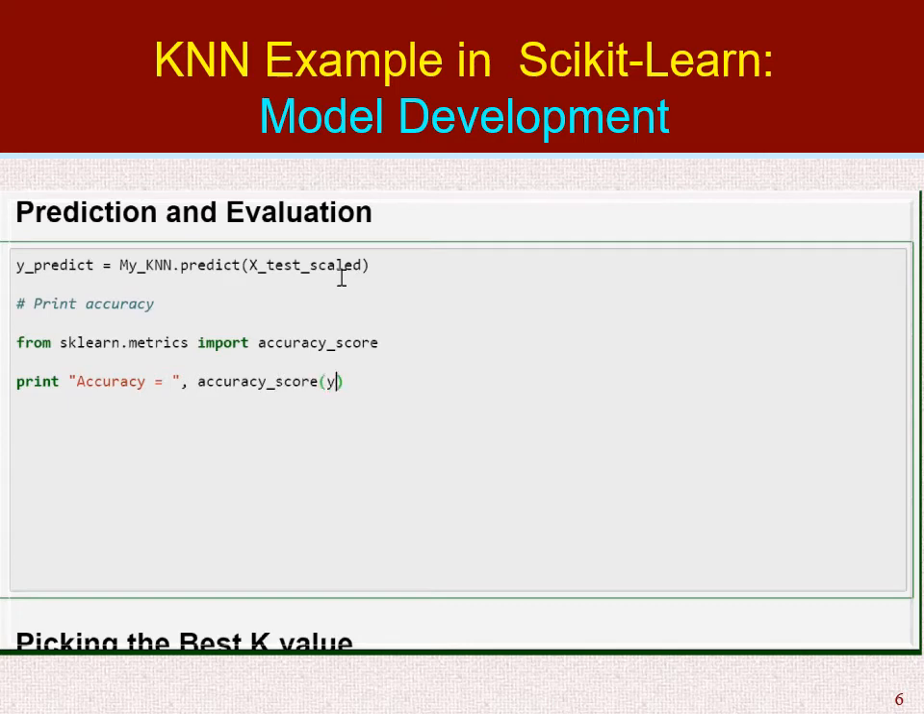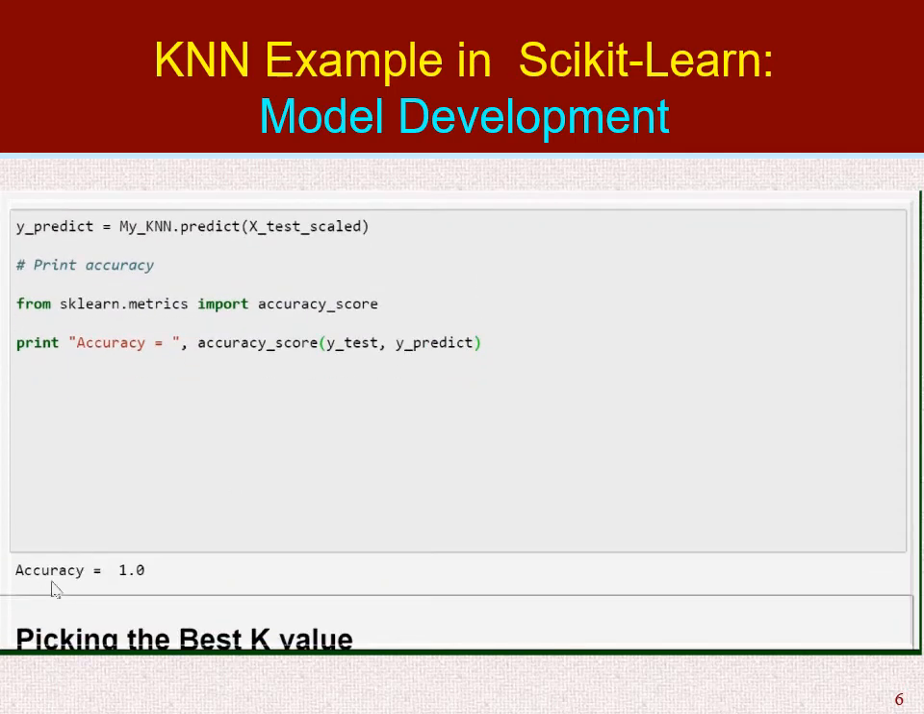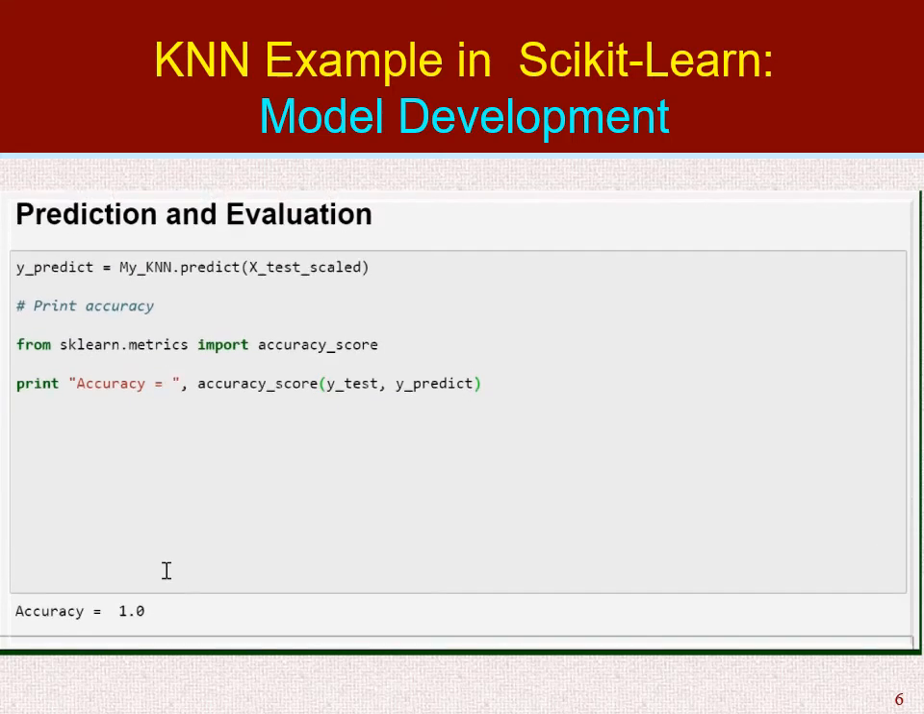Then I'm going to give it the accuracy score. The first thing that we need to give it is the actual data, so I'm going to give it y_test. We do not have y_test_scaled. We did not scale our target variable. We never do, right? And then our prediction, y_predict. So the accuracy is 100%. That's 100% accuracy, which is amazing, right?